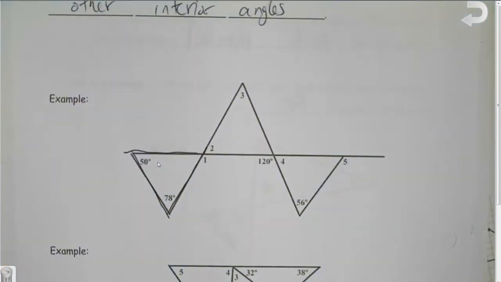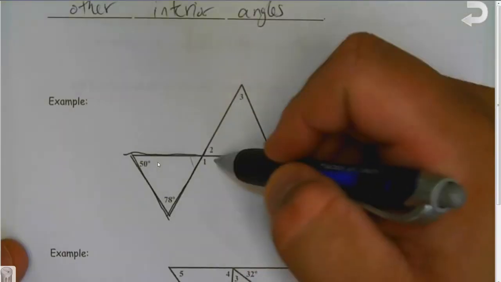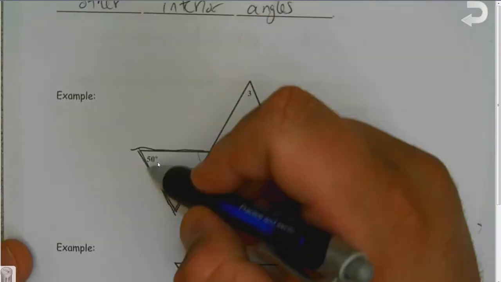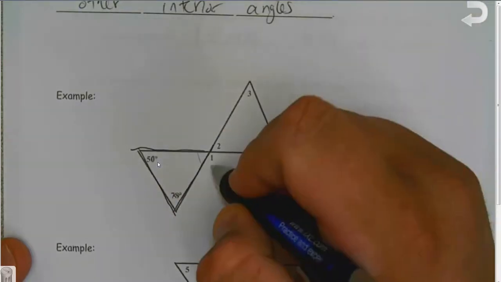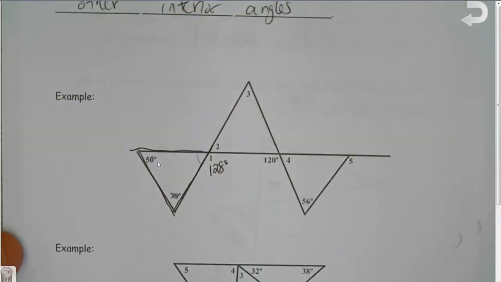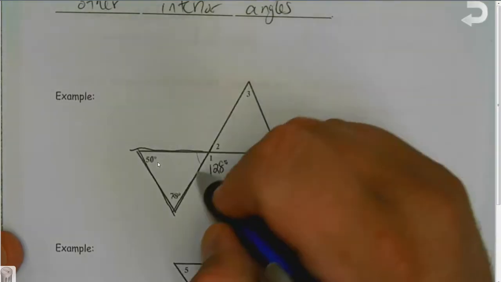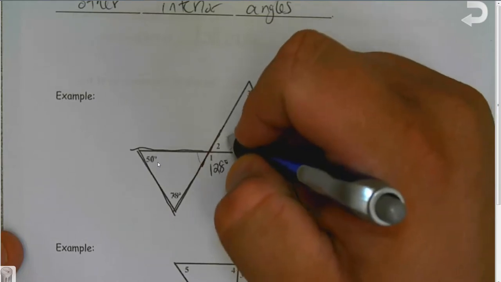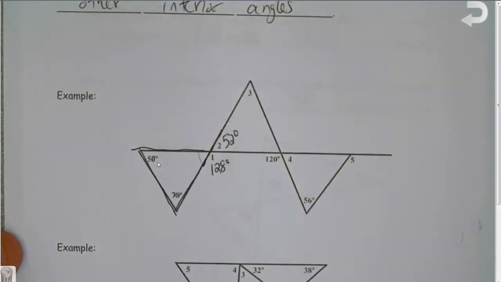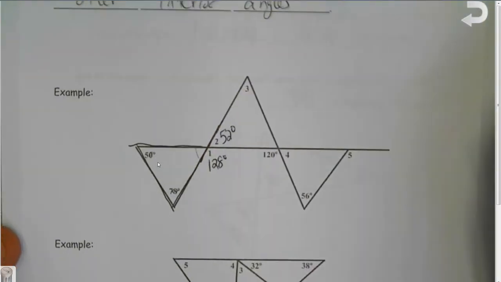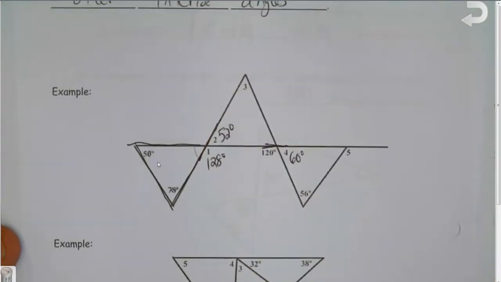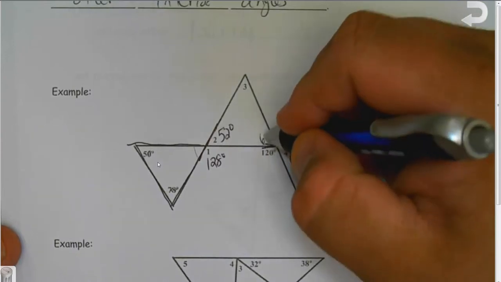Now, there are two ways that we could do this. We could figure out this angle to figure out angle 1. But what's easier than even that is that we can take these two angles and add them together, and we automatically know what angle 1 is. Okay? And since this is a straight line, we also know what angle 2 is. So we can use the same principle to help us out with angle 4 and angle 3. Since this is a straight line, angle 4 is 60 degrees. Because of vertical, this angle is 60 degrees.